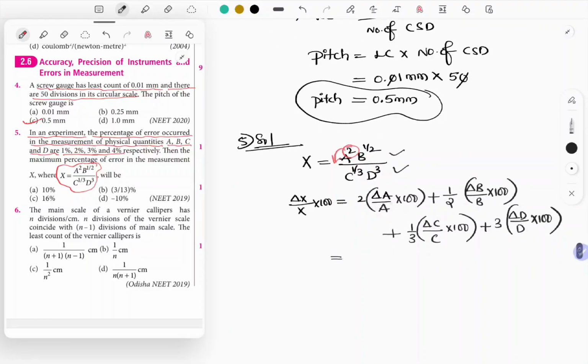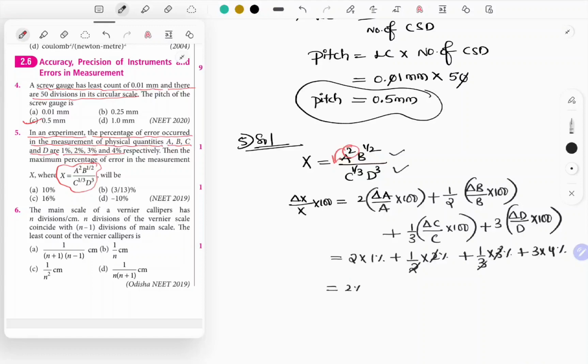So what is the substitution? The percentage errors in the measurement of physical quantities A, B, C and D are respectively 1%, 2%, 3% and 4%. Let me substitute that. This is equal to 2 into 1% plus 1 by 2 into 2% plus 1 by 3 into 3% plus 3 into 4%. These are the percentages. This 2 will get cancelled. This 3 also will get cancelled.